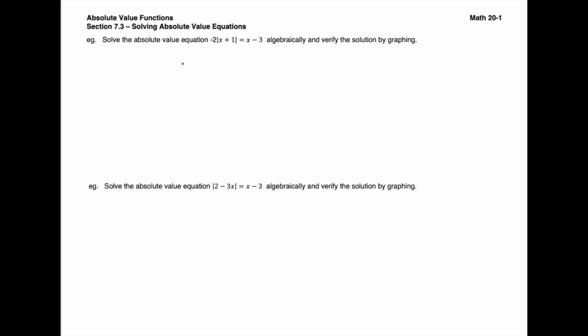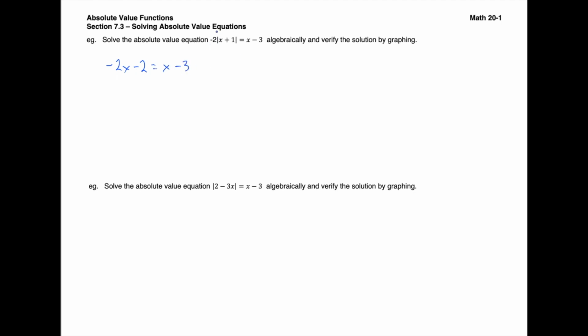So I'll follow the same procedure for these ones here. I have an absolute value on this side here, so I'll multiply through that absolute value sign by a positive 1 and a negative 1. When I multiply through by the positive 1, this negative 2 stays the same, so I get negative 2 times x and negative 2 times 1. So I'll get negative 2x minus 2, and that equals just x minus 3.